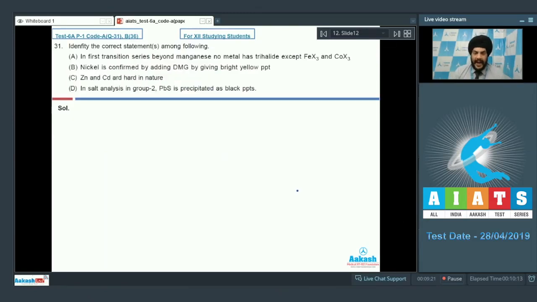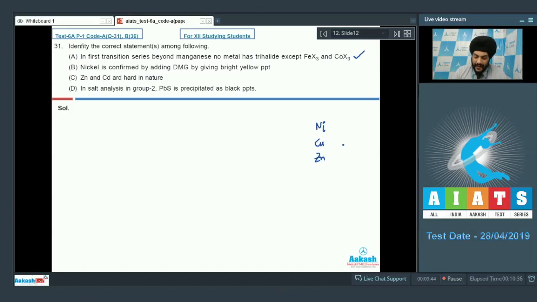Question number 31. Identify the correct statements among the following. Option A says, in the first transition series, beyond manganese, no metal has a trihalide except FeX3 and CuX3. This statement is correct, students. Nickel, copper and zinc do not form the trihalides.